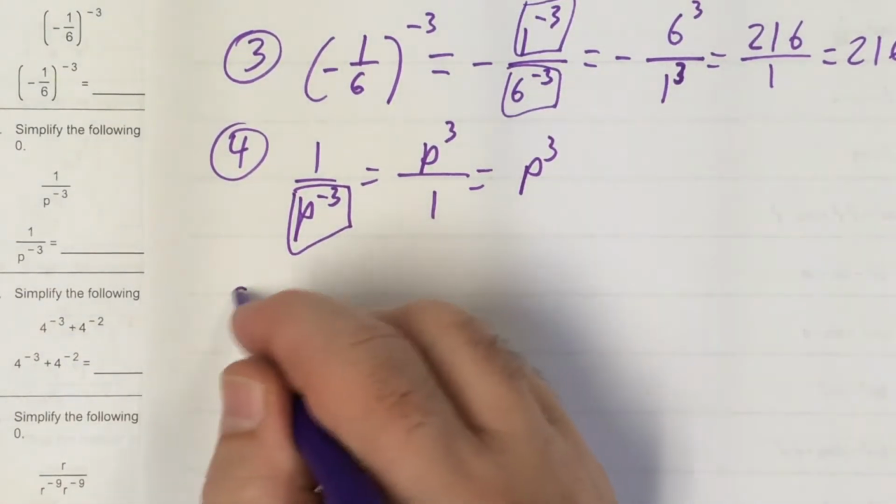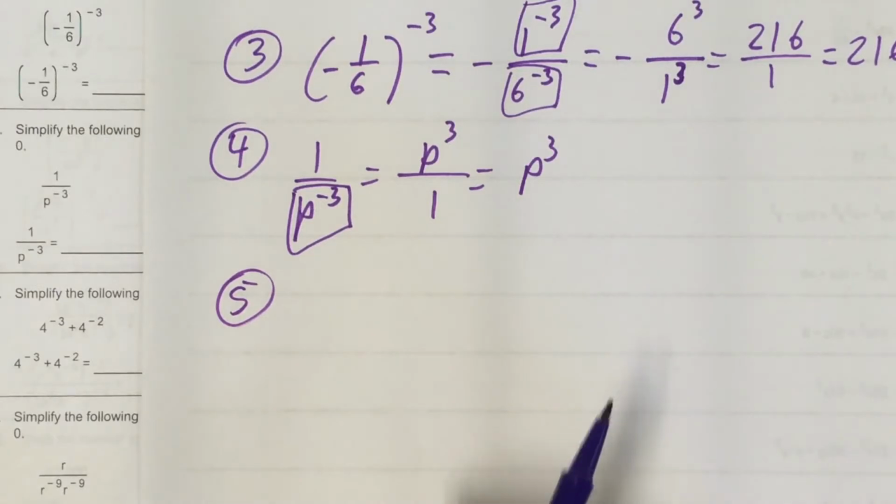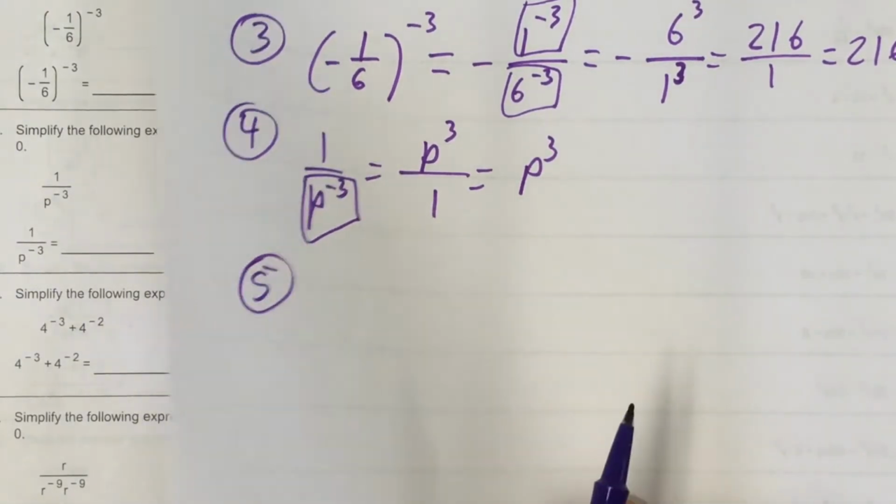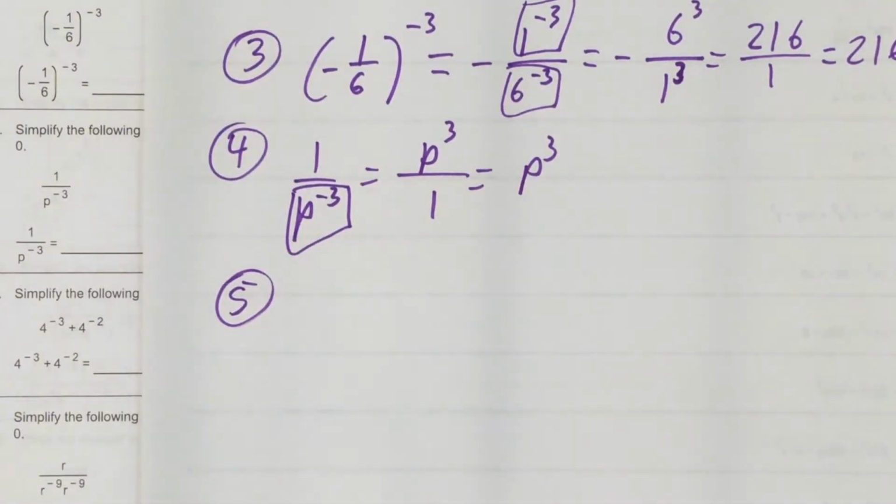Let's take a look at question 5. I think question 5 I may have gone over in just one class. It says to simplify the following expression, which means it doesn't want this necessarily containing exponents.